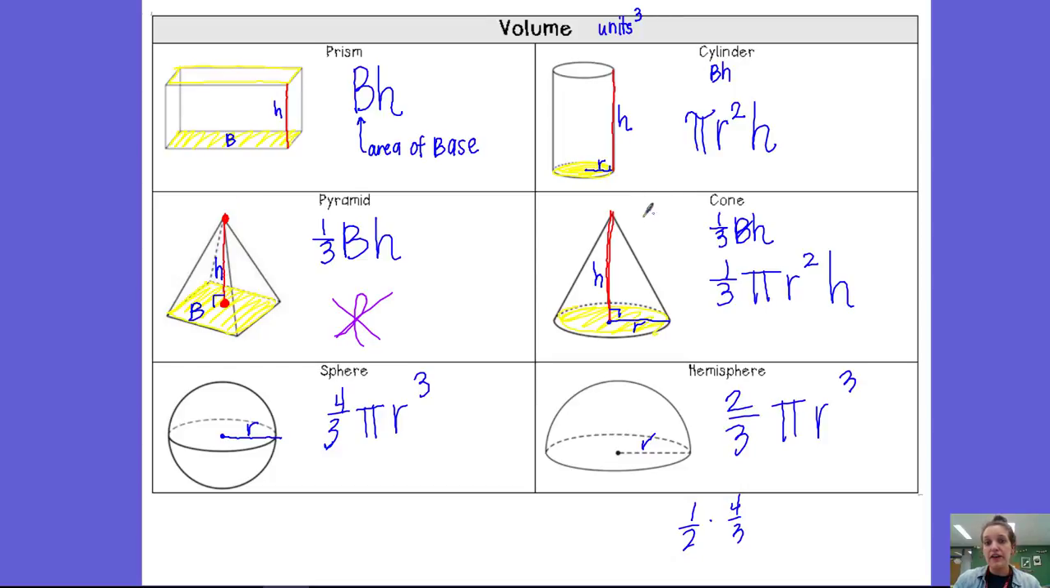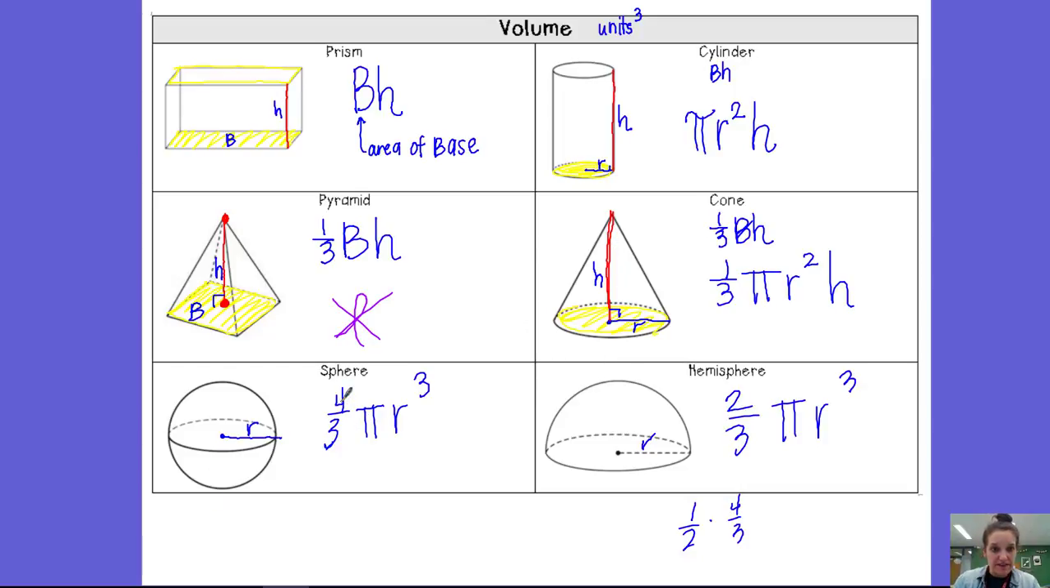So the volume of a cone is 1/3 area of the base times the height. Well, a cone just has a specific shape for its base. A cone always has a circular base. The area of the circle is pi r squared, so it's just 1/3 pi r squared times the height. And again, it's not the slant height, it's the height that goes from the vertex straight through the center to the center of the base.